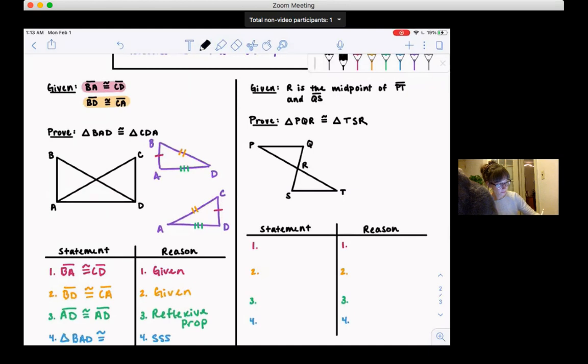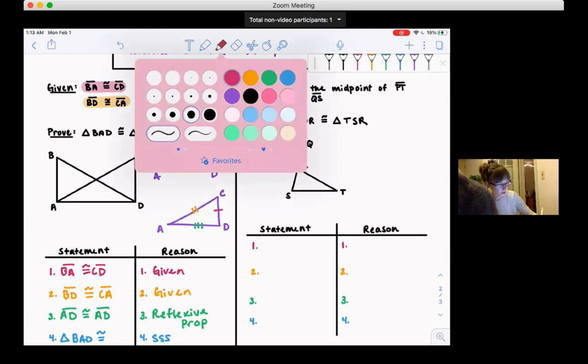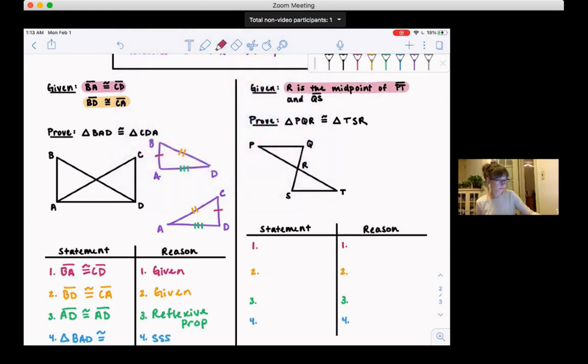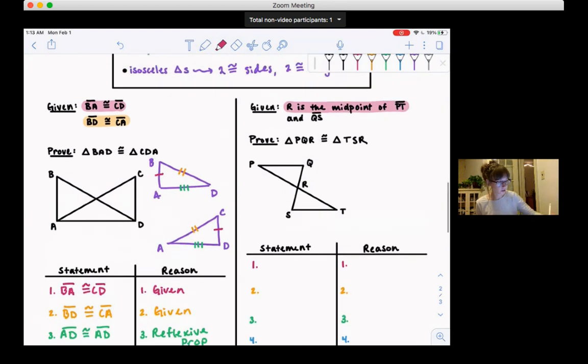So let's start with what we're given. We're not directly given any matches, which means we have to interpret the given to get matches. So we're told that R is the midpoint of PT. Let's just start there. What does that mean? Midpoint means two congruent parts, right? So PT, this segment right here, is being split into two congruent parts. So that means this part, PR, is the same as this part, RT. So I might just start by putting ticks there.